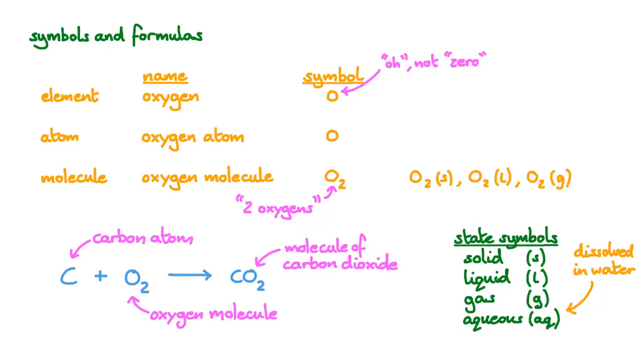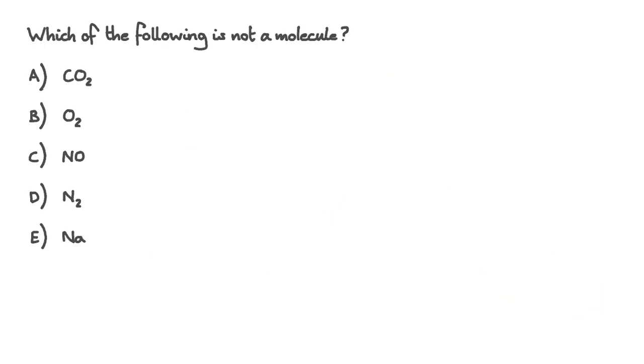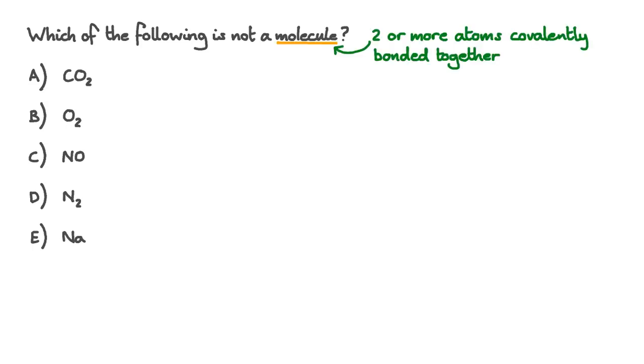We've gone over a lot about atoms, molecules and elements. It's about time we had some practice. Which of the following is not a molecule? A. CO2, B. O2, C. NO, D. N2, or E. Na? A molecule is two or more atoms covalently bonded together.